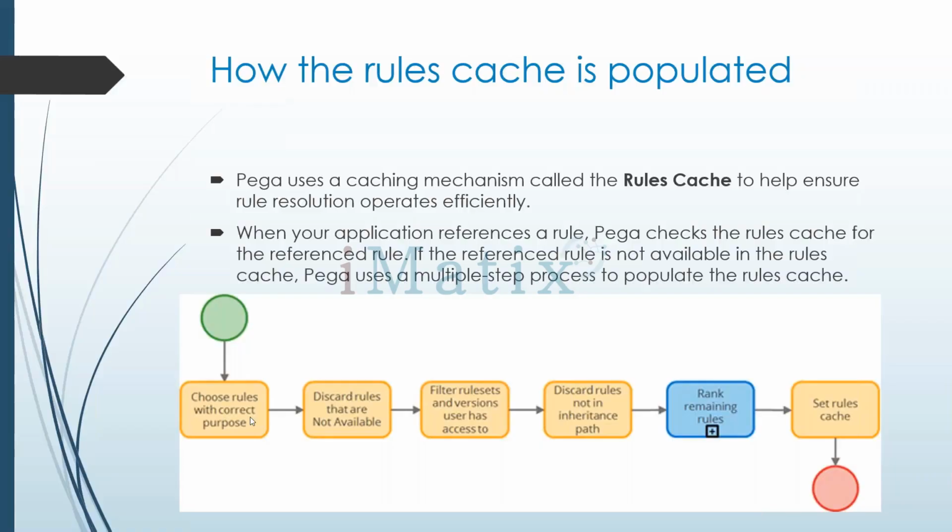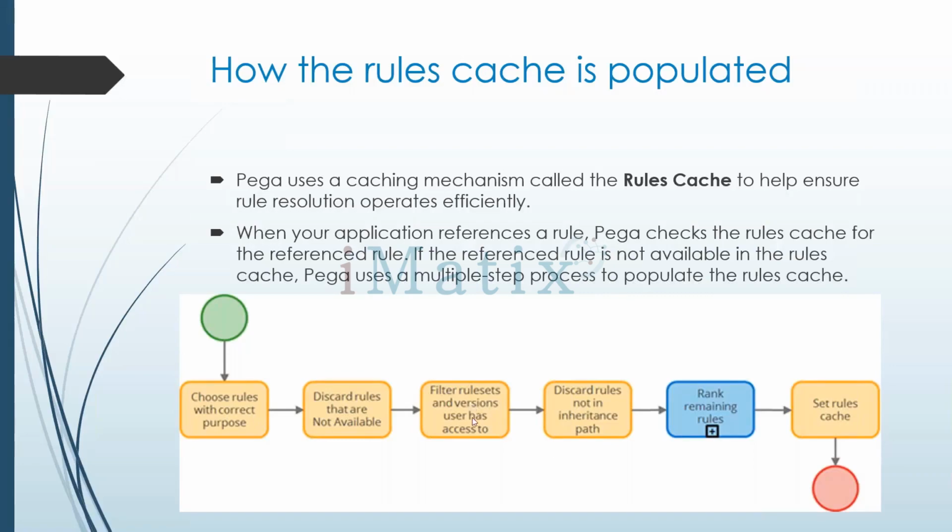Then discarding rules that are not available. Once you get a list of rules here in the first step, now the system slowly starts eliminating the rest. This is going to be an elimination process. Suppose you start with 20 rules with the correct purpose. Finally, when you're setting the cache, you might end up with just 4 or 5. Now the second step is discarding rules that are not available. I'm going to check the availability of the rules. If they are not available, please discard them.